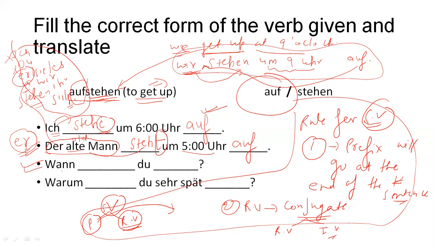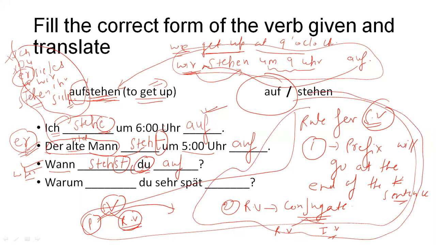Coming to the third sentence, it says wann du. It means when do you get up? I need to write when do you get up. So this auf I shall write at the end of the sentence, and then with du I shall write stehst. Why st? Because of du. I have conjugated. So I am doing nothing. I am just following these two rules, which I have taught you in the beginning.